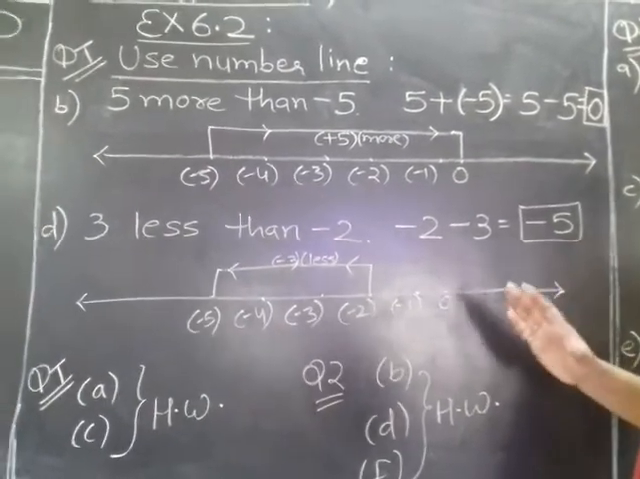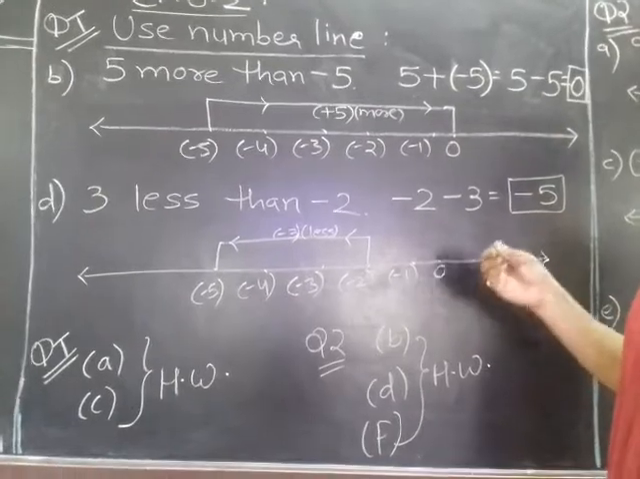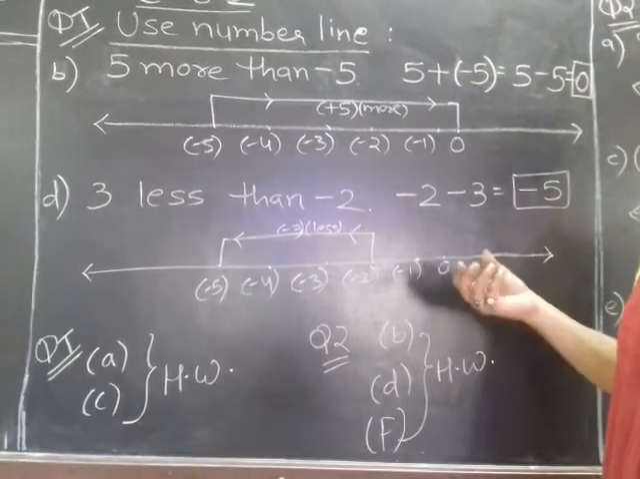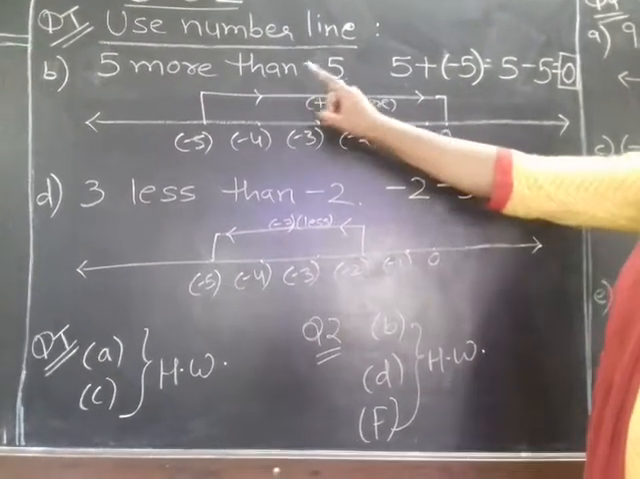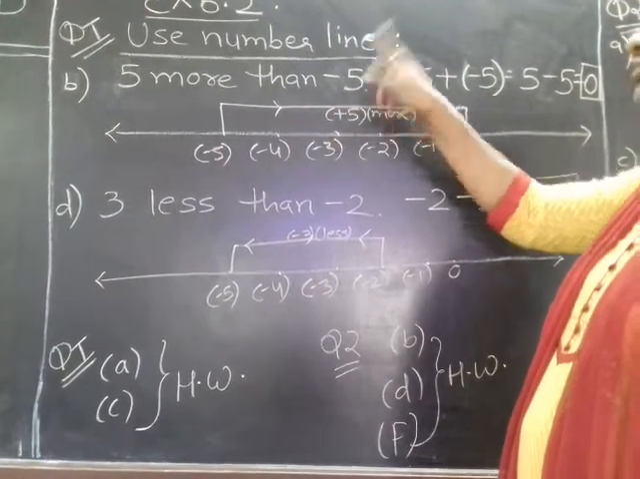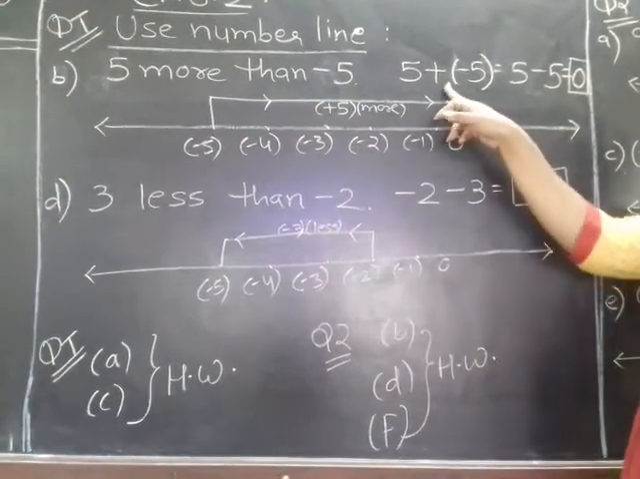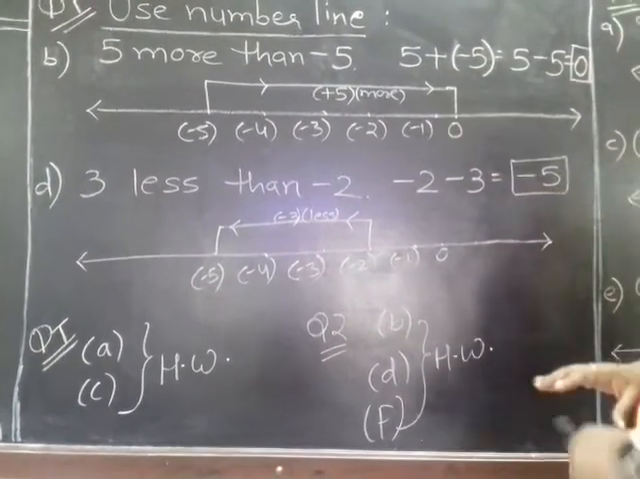First solve as it is, what you are doing. See, whenever you have the word more, that means the number is positive, that is, with a plus sign. How many more than minus 5? Minus 5 is already given. But how many more do we have to add to it? 5. That is 5 more. That is plus 5. Right?